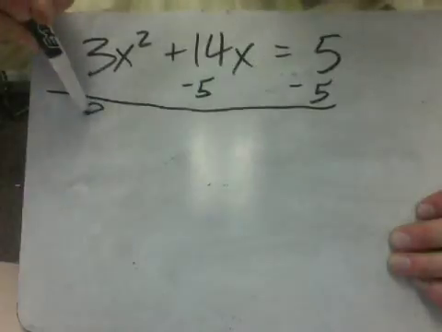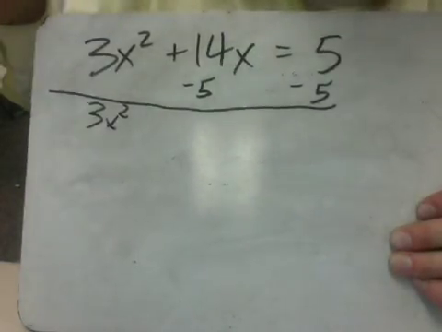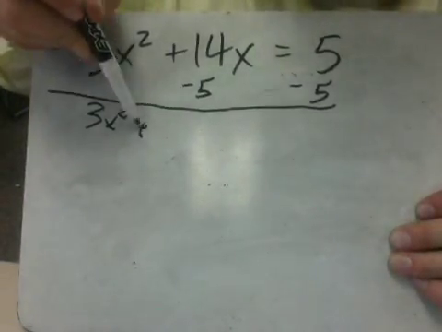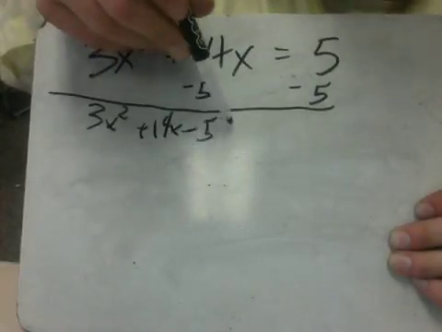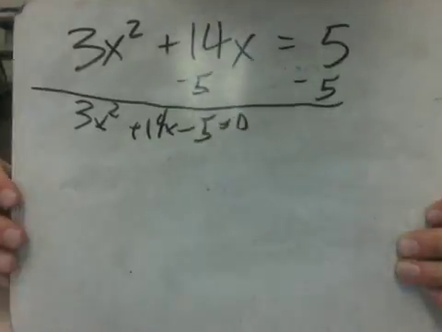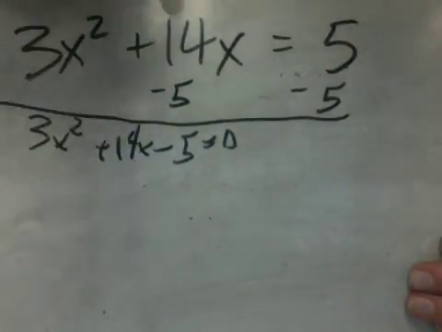And really start with the problem of 3x squared plus 14x minus 5 equals 0. That's a 14.